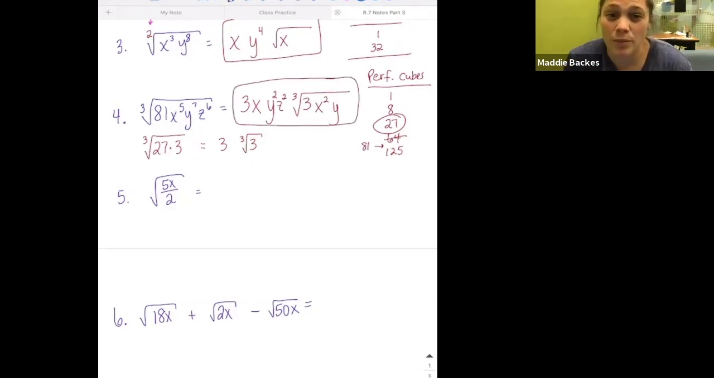So when you get to a problem like this, start with the number. In this case, it was 81. And then do your x's, then your y's, then your z's. It's almost like 4 little problems in one problem.